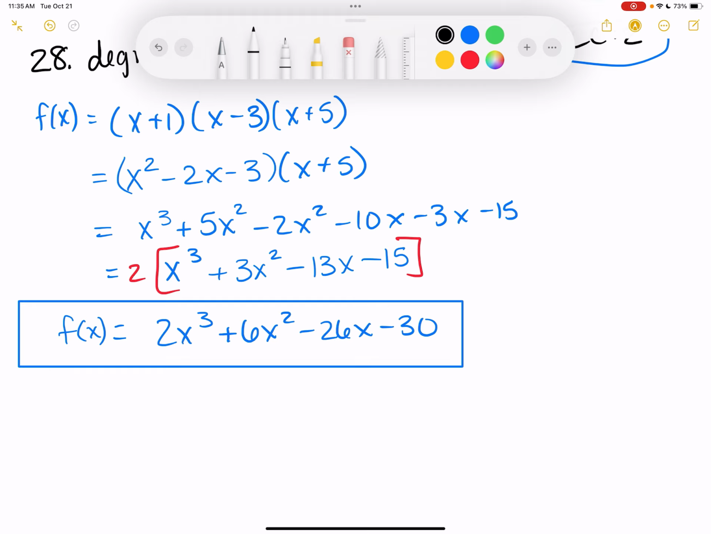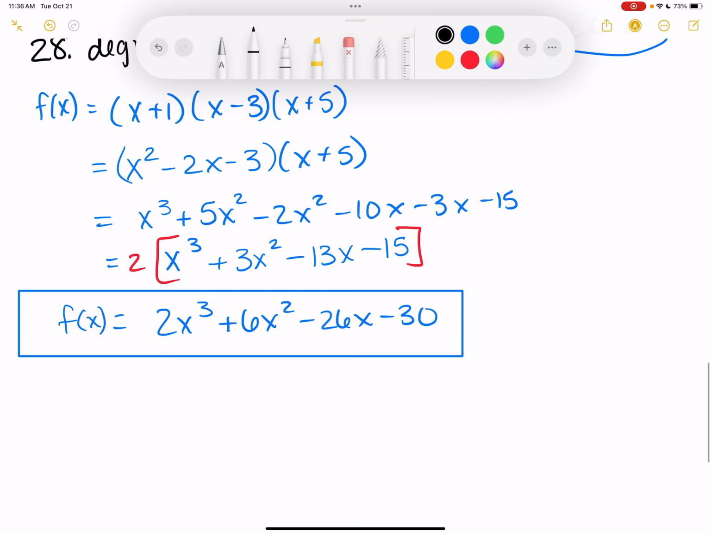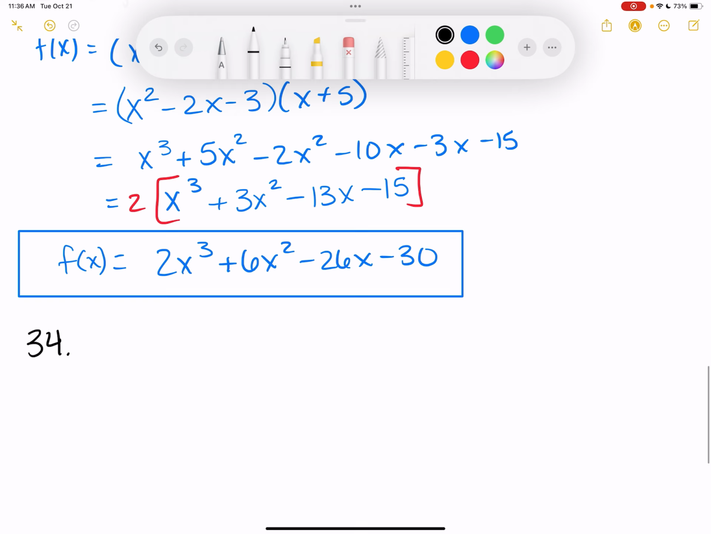Problems 34 and 36 want us to use the rational zeros theorem to write a list of all potential rational zeros, then determine which ones, if any, are zeros. So 34, f of x is equal to 3x cubed minus 7x squared plus 6x minus 14.